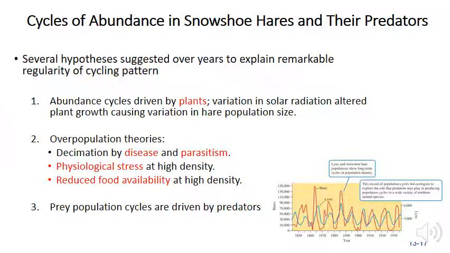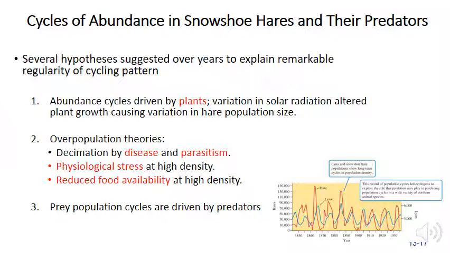And so that theory started to be rejected in the 1950s and replaced by lots of theories to do with overpopulation. So those theories basically suggest that things like disease and parasitism are much greater at high population densities, and that's what starts to cause these drops or crashes in snowshoe hare population. They also suggest that at high population densities, these hares are subject to greater physiological stress, and they're subject to reduced food availability as well.